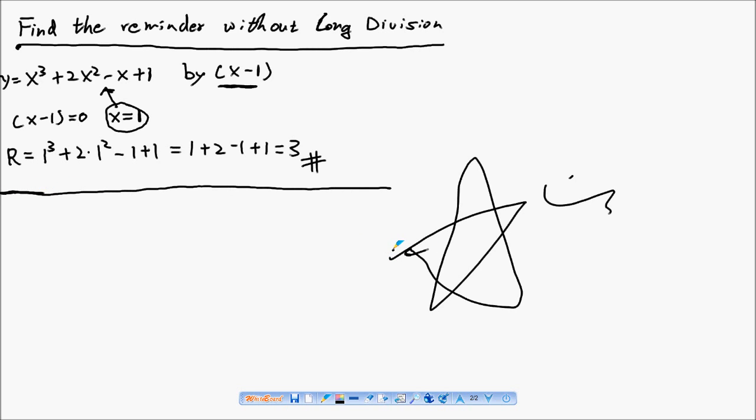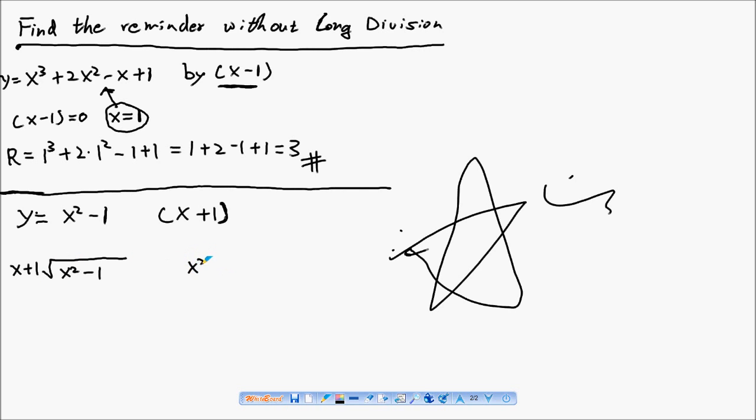Now let me show you what happens if in a long division the remainder is 0. Assume I have the equation y equals x square minus 1, and I want it divided by x plus 1, for instance. So I do a long division. x square minus 1 is divided by x plus 1. So let's do the long division.